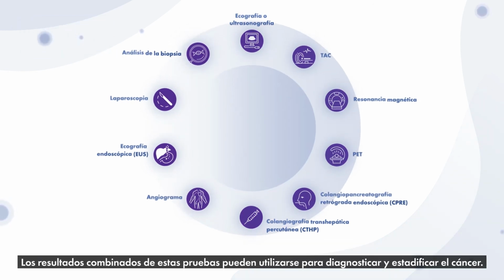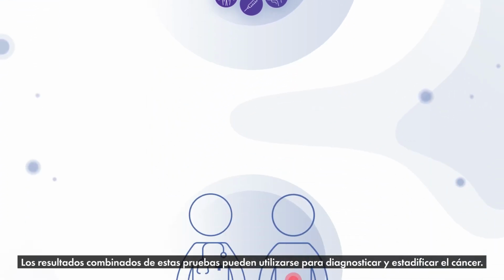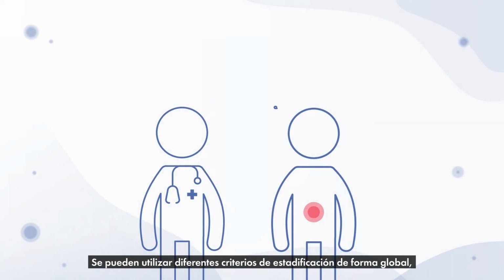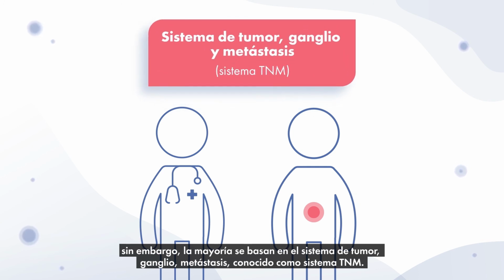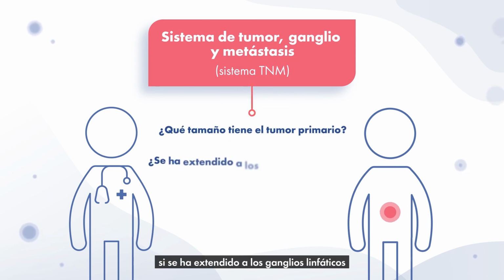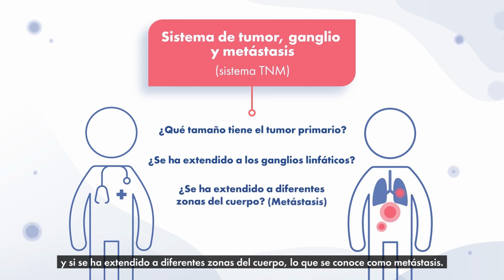The combined results of these tests may be used to diagnose and stage the cancer. Staging is a way to describe how far the tumour has spread and to decide which treatment might be the most appropriate. Different staging criteria can be used globally. However, most are based on the tumour, node, metastasis system, known as the TNM system. This describes how big the primary tumour is, whether it has spread to the lymph nodes, and whether it has spread to different areas of the body, which is known as metastasis.